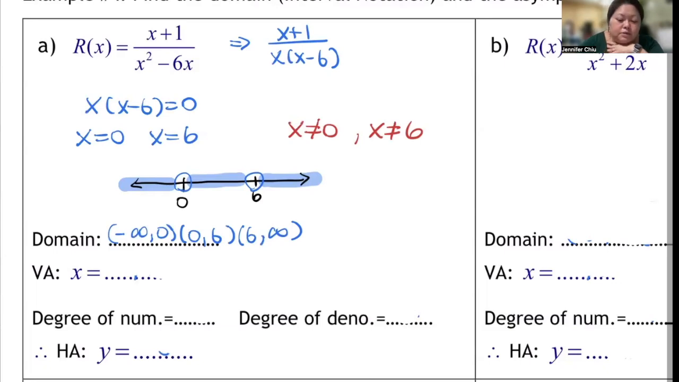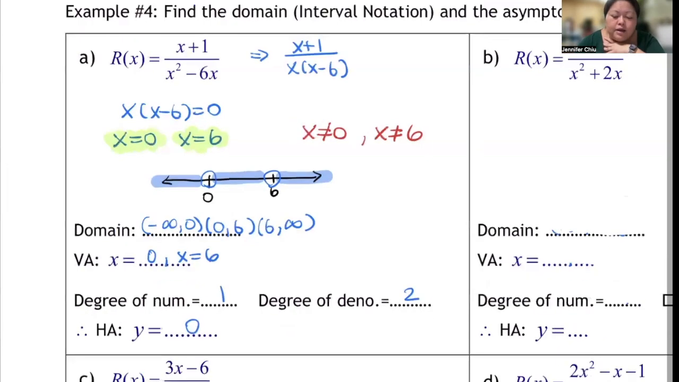Now, for my vertical asymptote, I go back to what it's equal to. So you just take your information here. Those actually are your vertical asymptotes. Then you compare the degrees. The degree of the top is 1, the degree of the bottom is 2. Therefore, 1 is less than 2. You have y equals 0 as your horizontal asymptote.